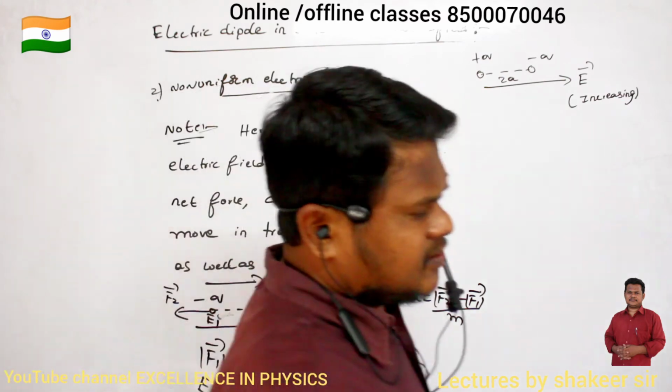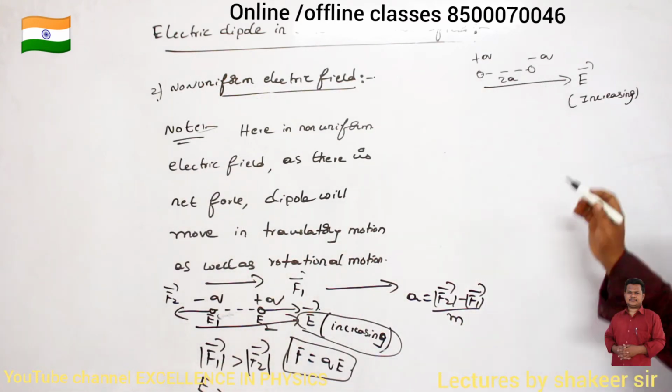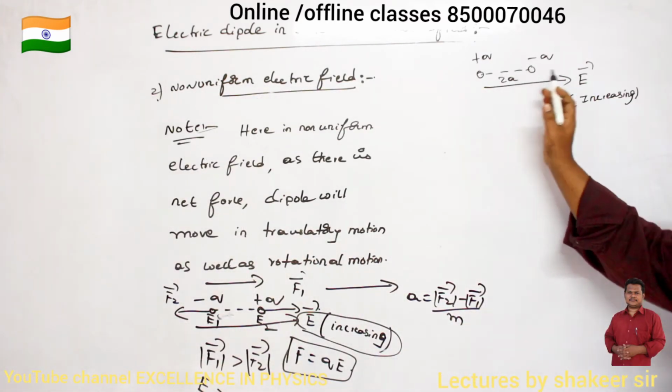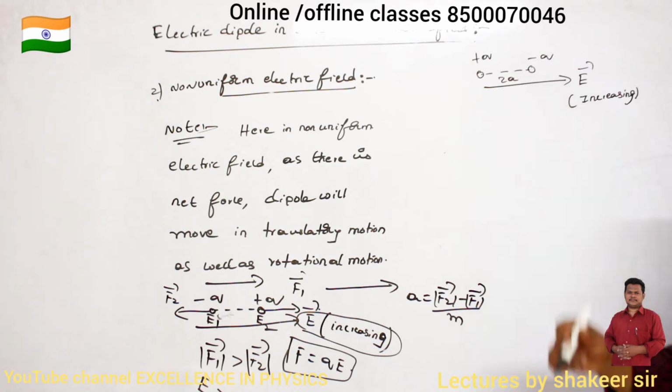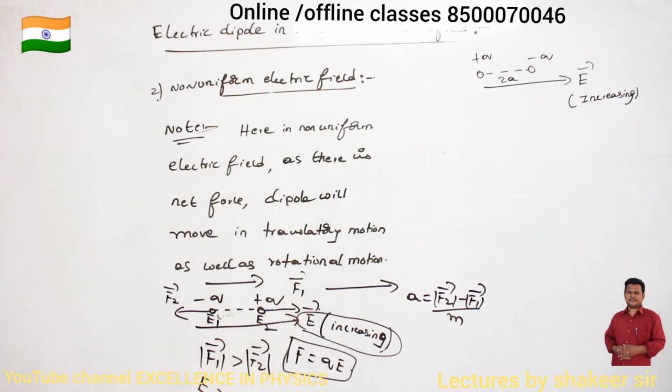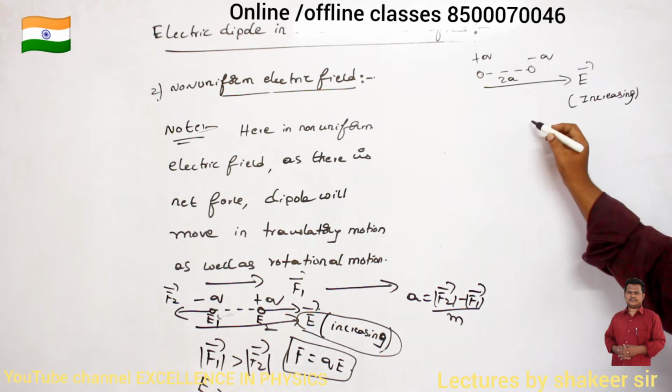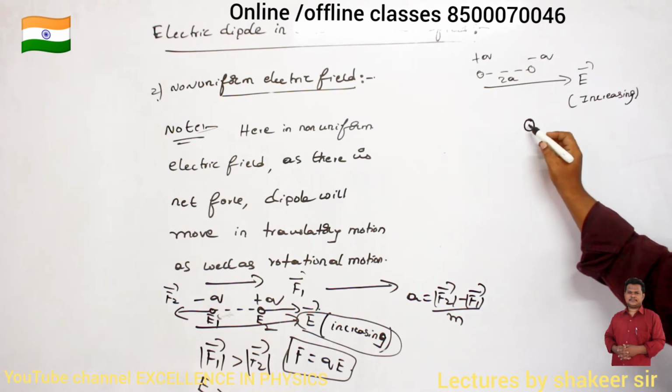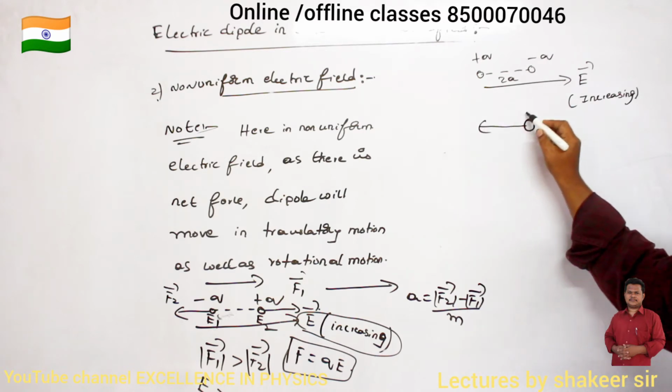Now here, can you say what will happen? Electric field is increasing in this direction. We are placing a dipole like this. Now what will happen to this dipole? Which charge will experience greater force? Negative charge. The negative charge will experience force in this direction, no?